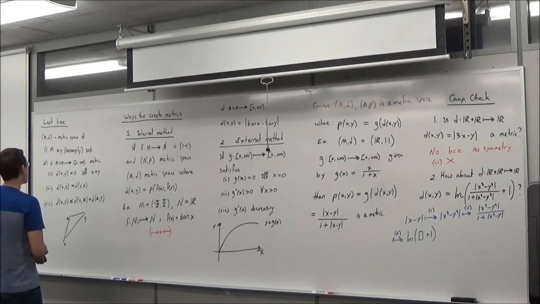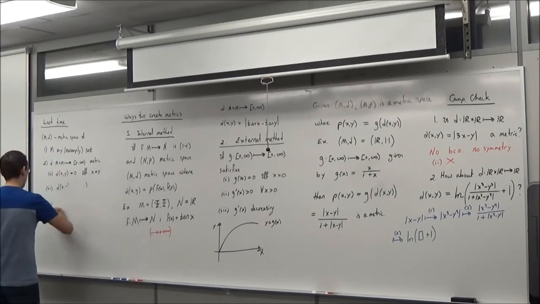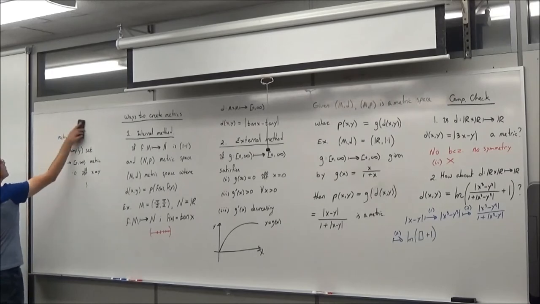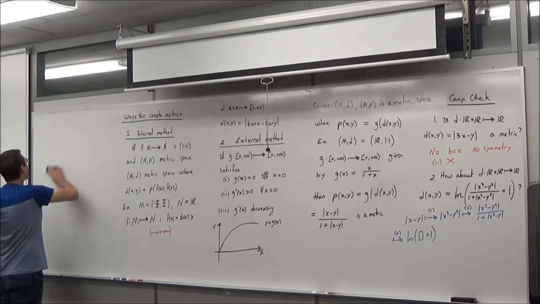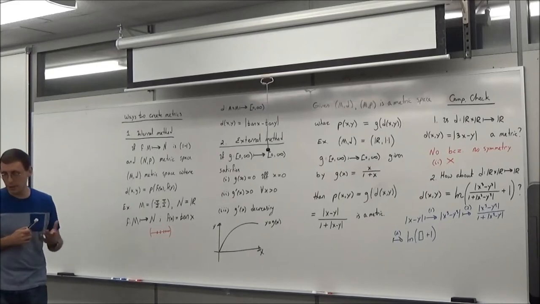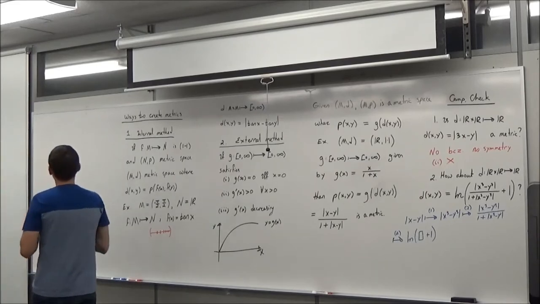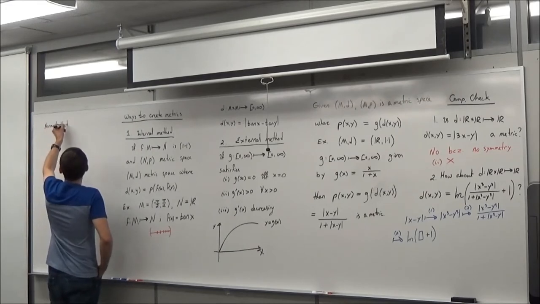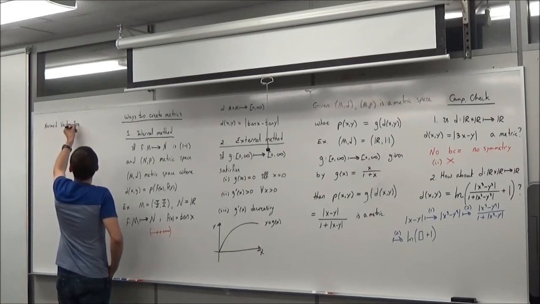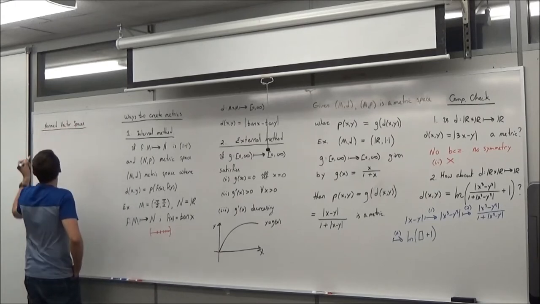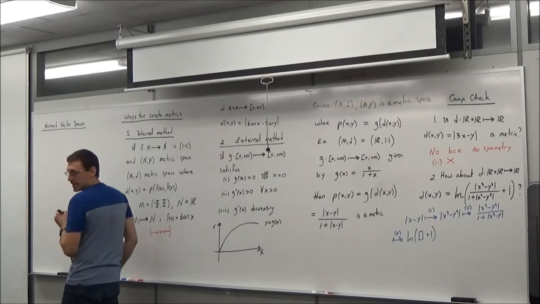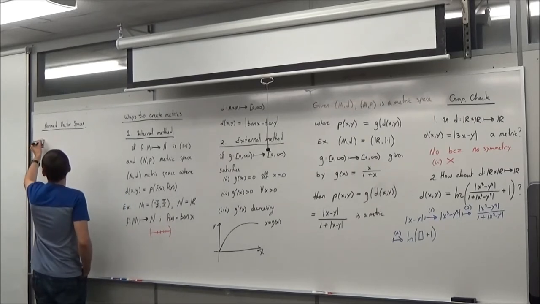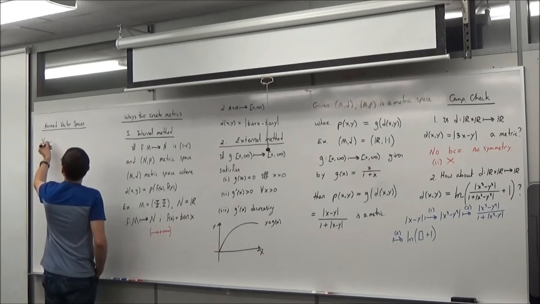So now, hopefully, you have a sense of it. Let's talk about an important class of metric spaces, which are called normed vector spaces. Normed vector spaces means that what we have is a space V, which is a linear space, or vector space.